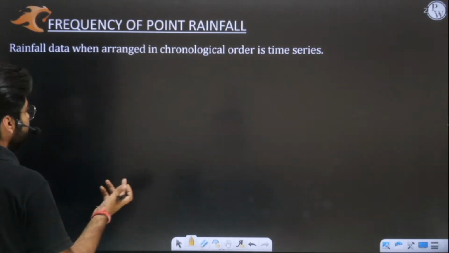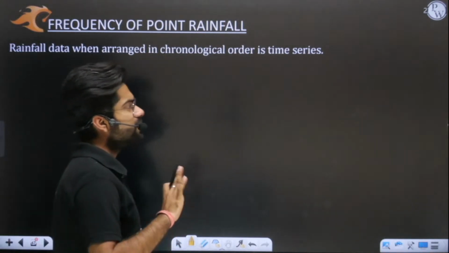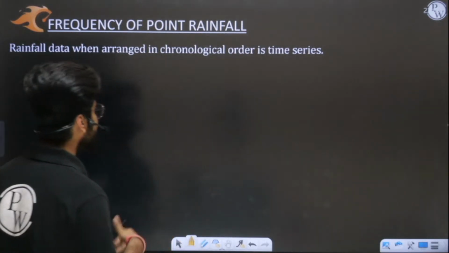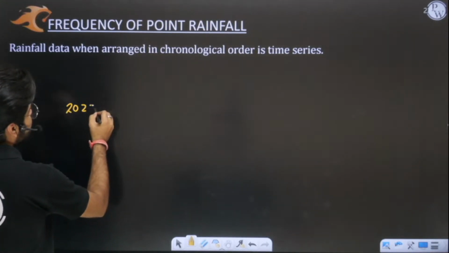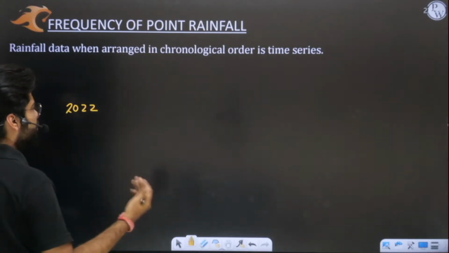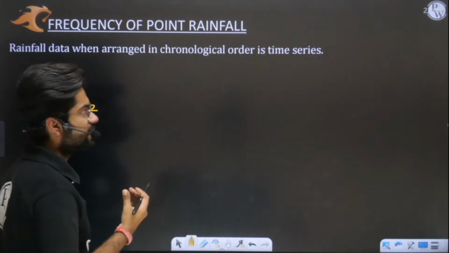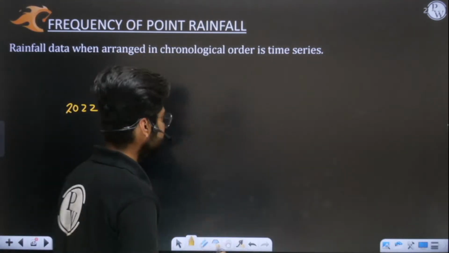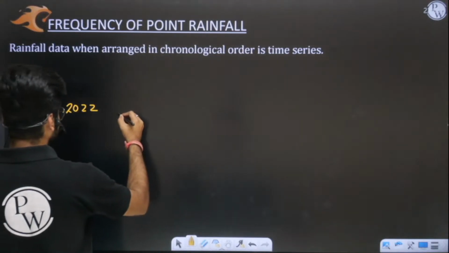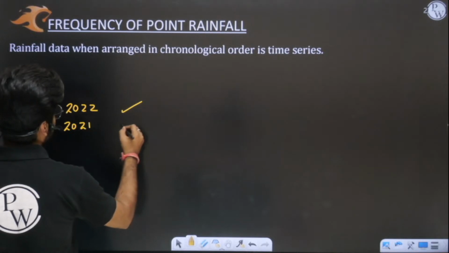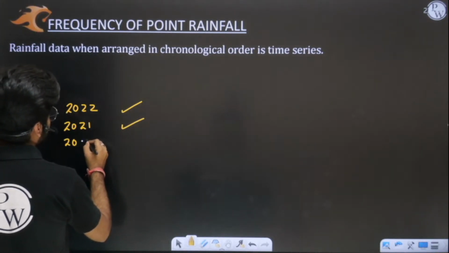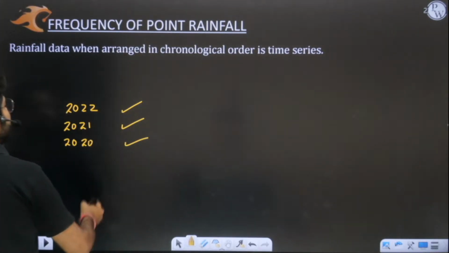Very simple thing is written here. What is the meaning of time series? Listen very carefully. Let us say we have data, and we will basically take an annual series, meaning we are interested in the rainfall annually. Let us say we have a certain amount of rainfall in 2022, in 2021, in 2020. Like this, we have certain data.